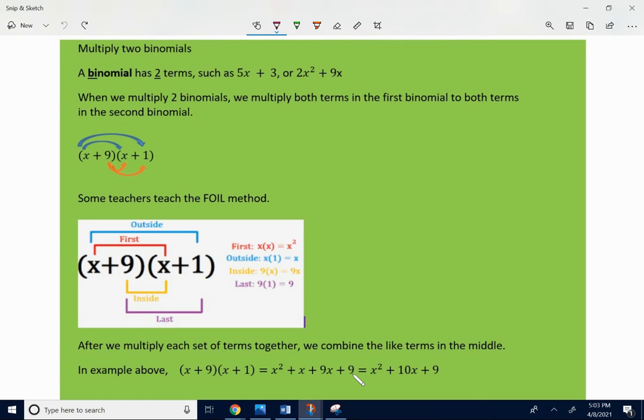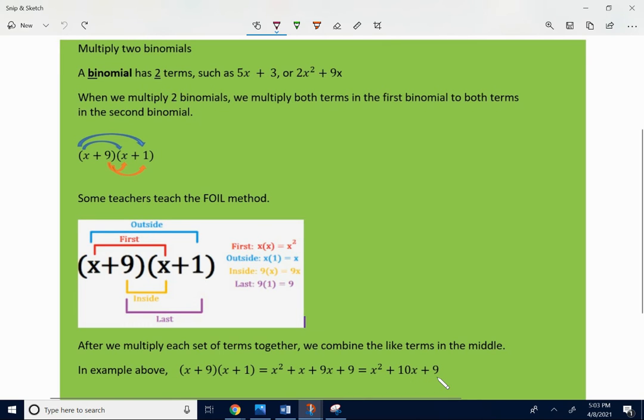The only thing you need to make sure after you do that is to add your like terms together, because you should have like terms in the middle. So in this problem, the two like terms are 1x and 9x. If you add those together, you get 10x. So you would change this to x squared plus 10x plus 9.